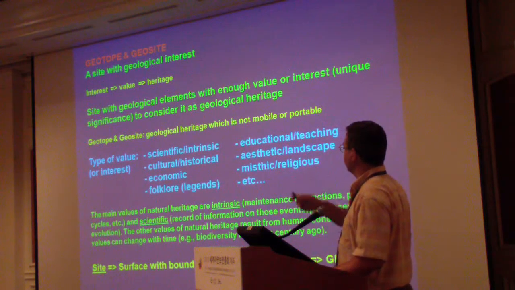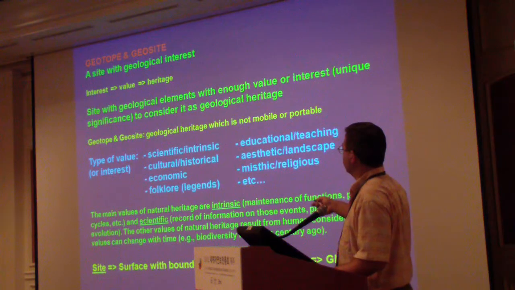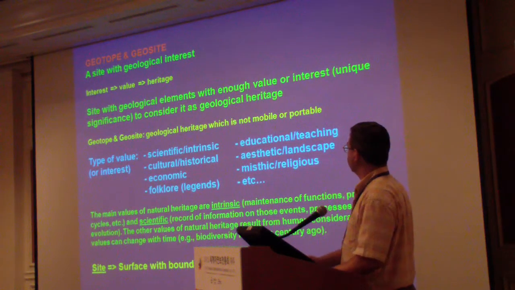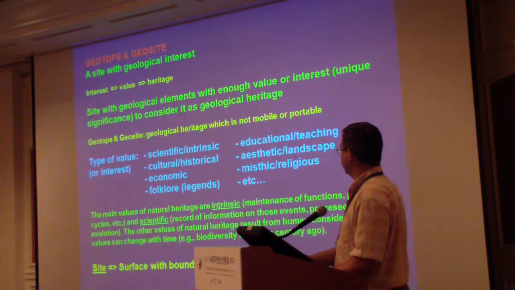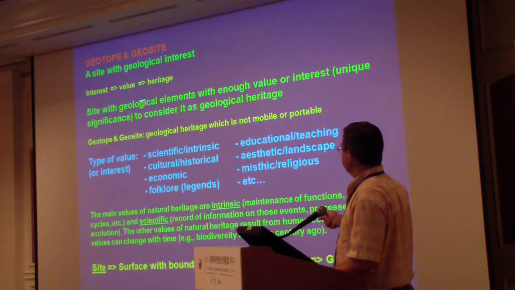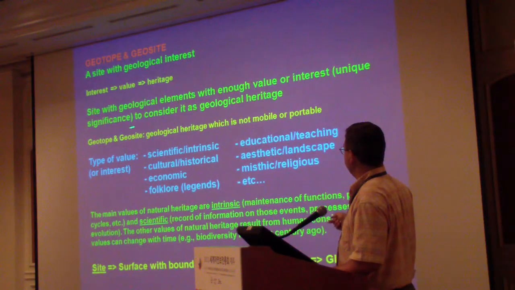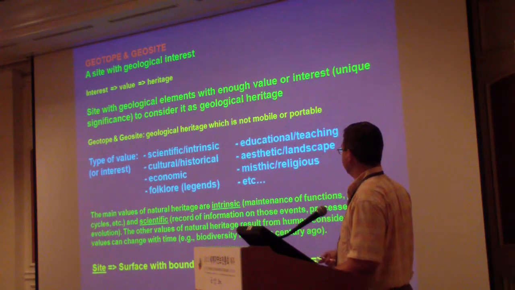For example, in Europe, to designate, to just give a name to areas, a site with geological interest. If it has interest, it means there's value, and that means it can be heritage. So a site with geological elements that have enough value or interest, with unique significance, is considered geological heritage. So this site with geological heritage is what we call the geosite.